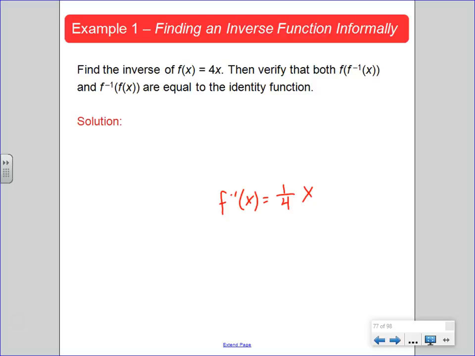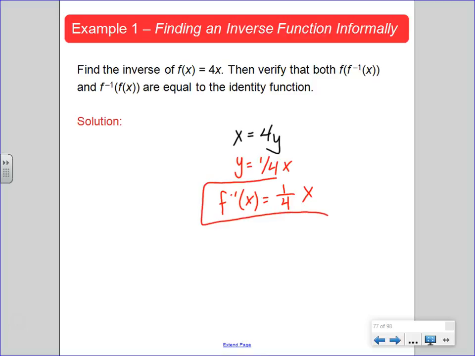But just to be clear in how we get there, f of x technically stands for what kind of values? Y. In general, y values. So if we want to switch the x and y, wouldn't we have something like this? And then when we solve for y, what will we do with the 4? Divide it over. Inverse operation, you guys have heard that ever since math 6 or pre-algebra. If it's multiplying, you divide. So you get y equals 1/4 x, but is that what I wrote as my answer?